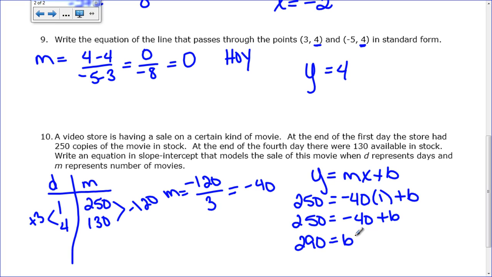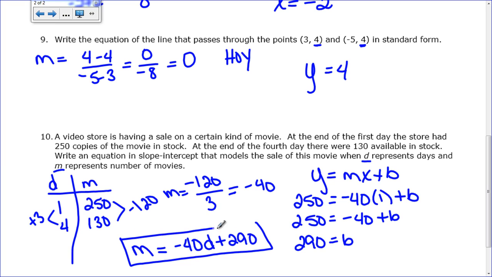So now I have an m and a b. My equation in slope-intercept form, and I'm going to use my d and my m now, plug them in. M is my y value, so movies is equal to -40 times the number of days plus 290. That is the equation that models that situation. So that's writing equations of lines.